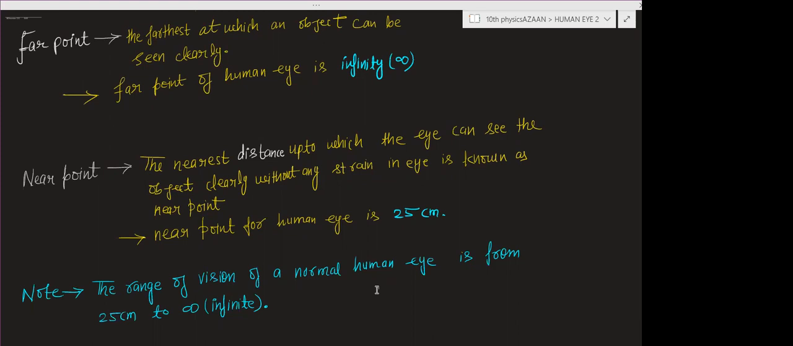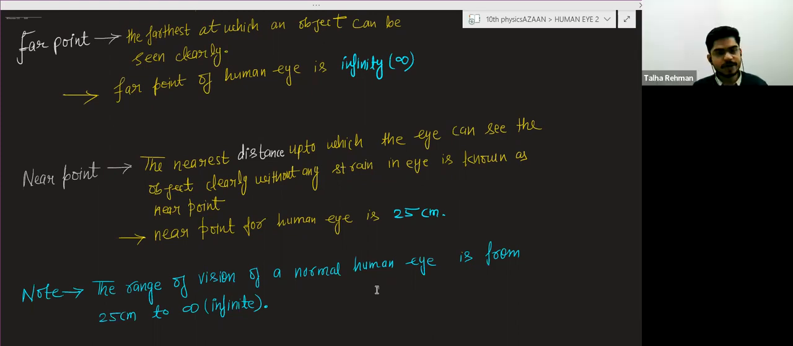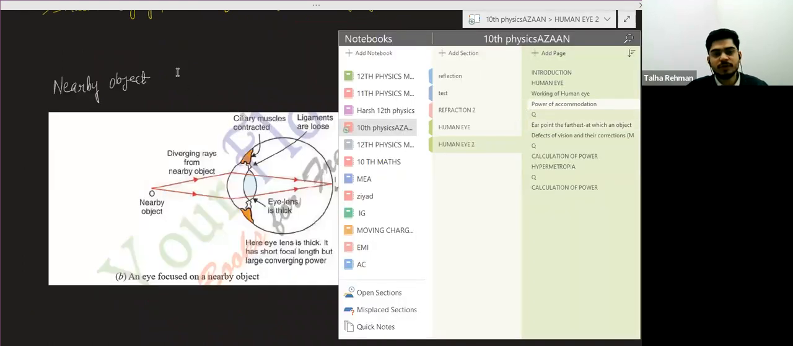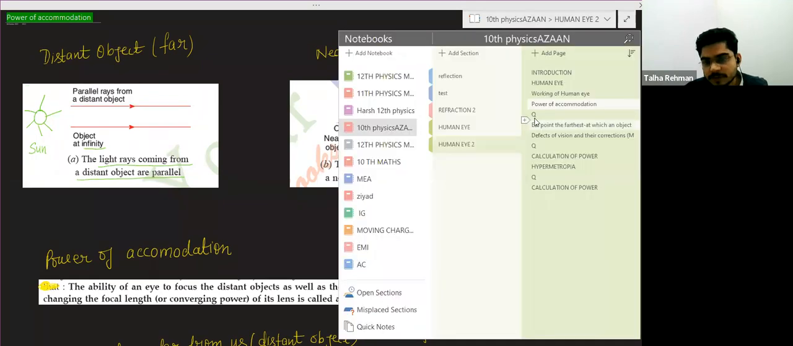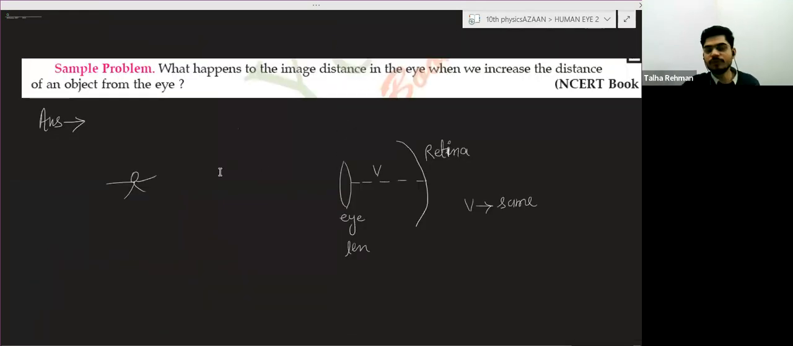Done, sir. Okay. Now, far point, near point, you know what is the far point and what is the near point for the normal eye. And you know how the rays from the distant object are parallel rays, and from a nearby object are diverging rays. So keeping these points in mind, now we will discuss the defects in the human eye.